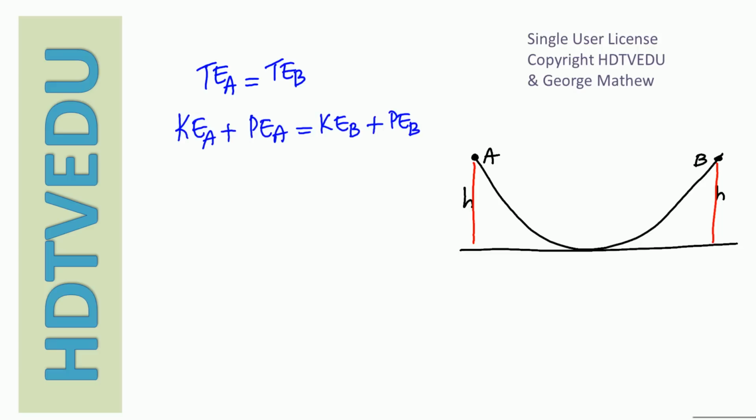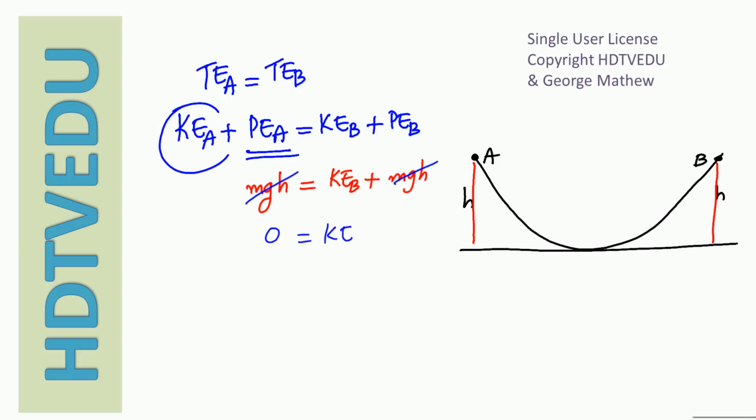So what is kinetic energy at point A? It is 0. What is potential energy at point A? It is mg times height. What is kinetic energy at point B is what we are looking for. What is potential energy at point B? Remember, it came to the same height, so you get mgh. Immediately you see that mgh and mgh cancel out, or you get 0 equals kinetic energy at B.